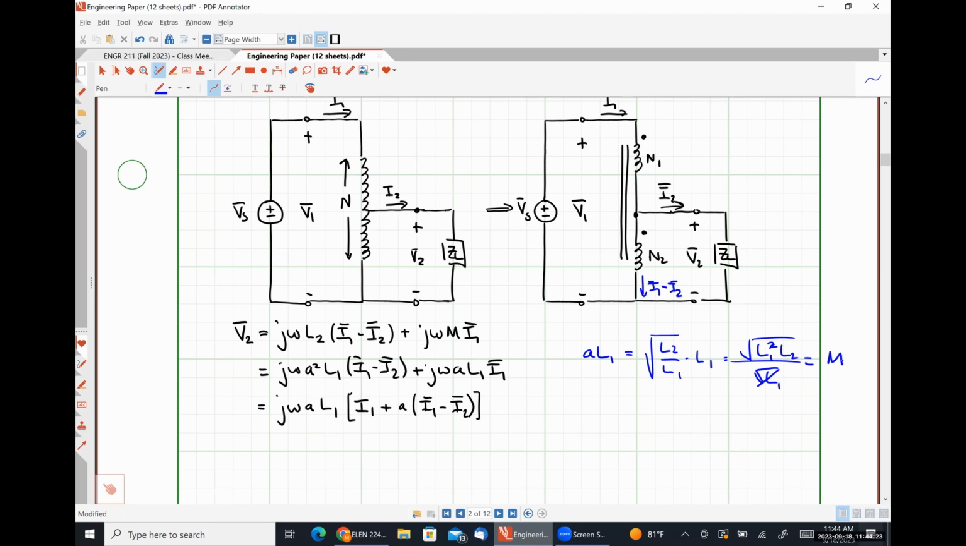And then just for the sake of argument for the other thing, A squared times L1 is L2 over L1 times L1, which is just L2. And we derived those last Friday, but not a big deal if we didn't. Okay, so no problem. Any other questions about the relationship for the secondary voltage? Yes, Nathan.